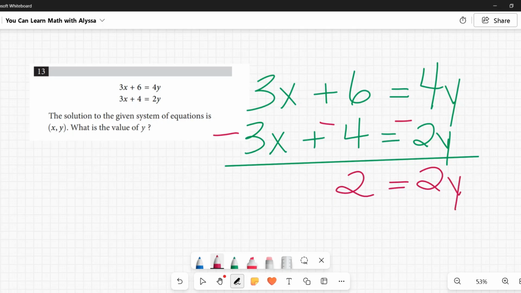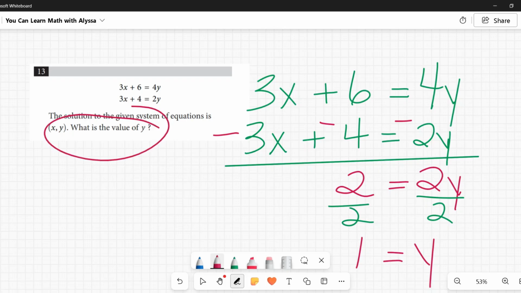So 2 equals 2y. To undo that multiplication, we divide by 2, and we get y equals 2 divided by 2, or 1. We don't need to know x, we just need to know y. So 1 is my answer.